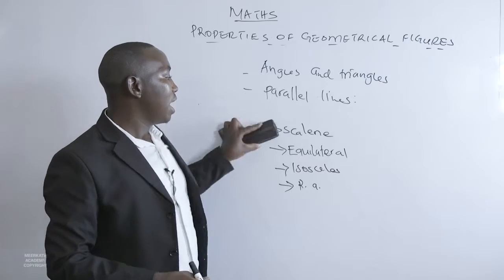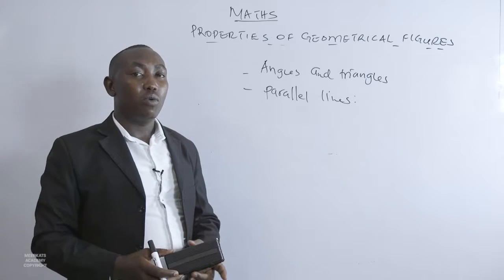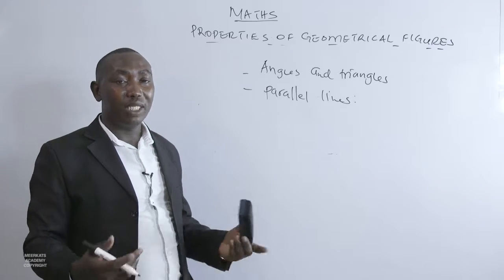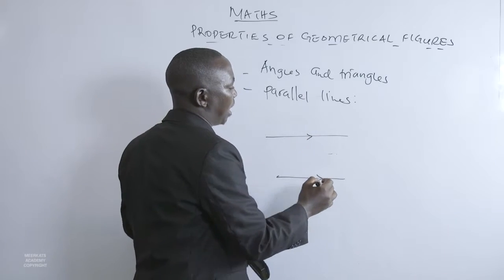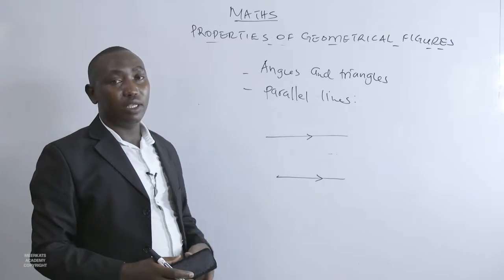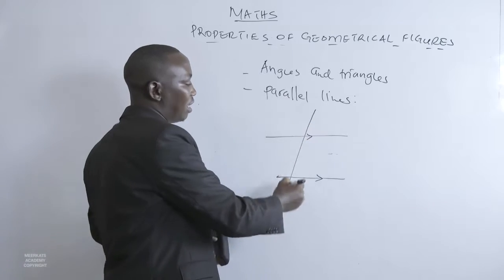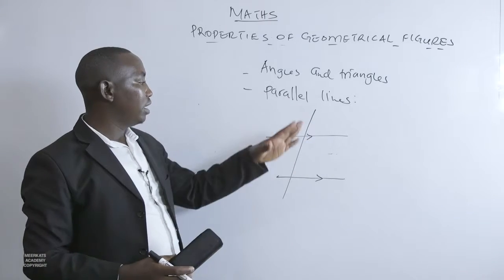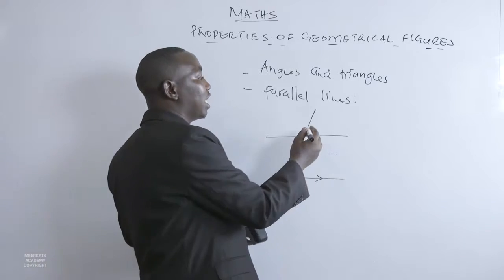And then on parallel lines, we said parallel lines are lines which, when drawn, never meet at any point. We normally denote these parallel lines using special arrows. So this indicates that these two lines are parallel. We talked about a line that crosses through these two parallel lines as being called a transversal.